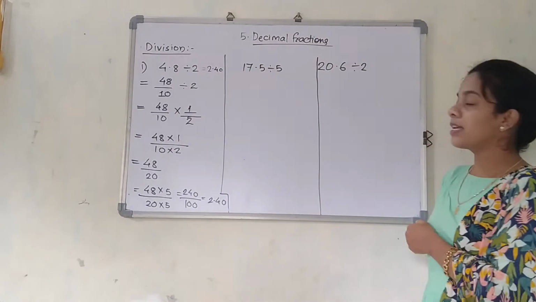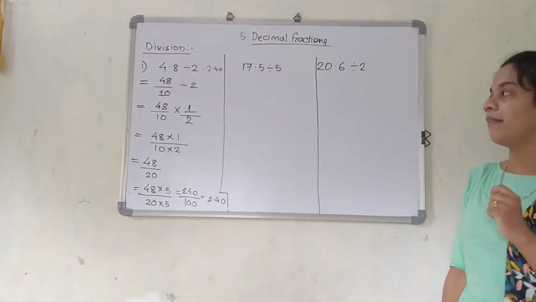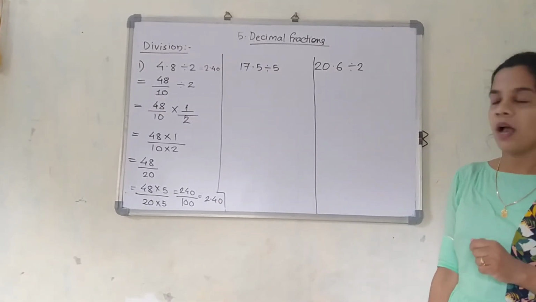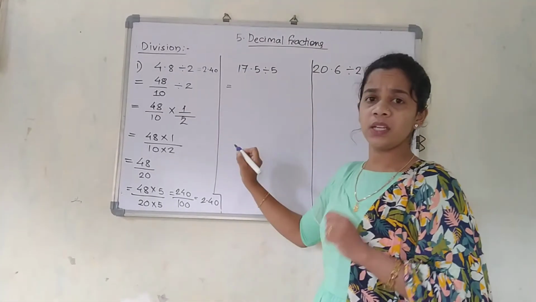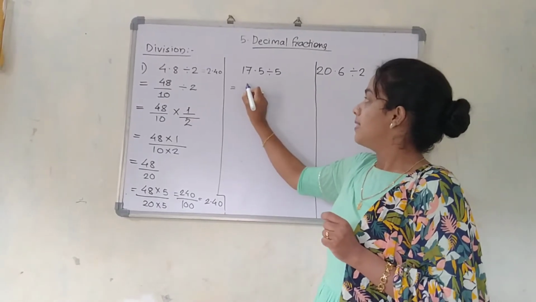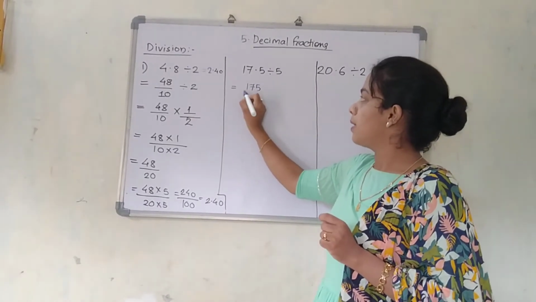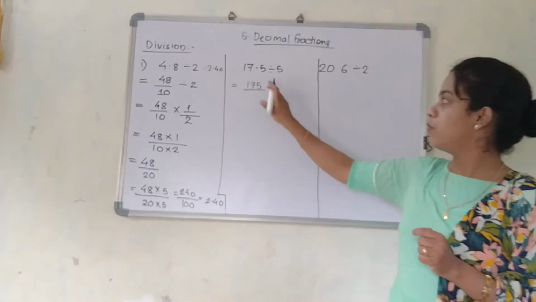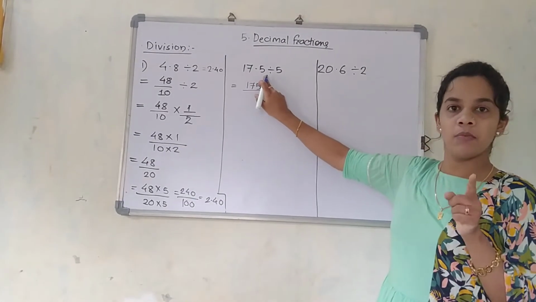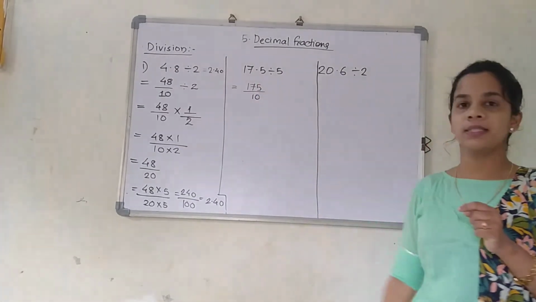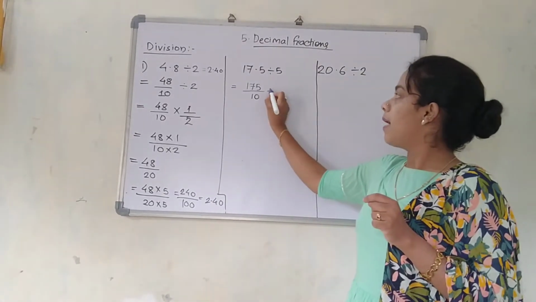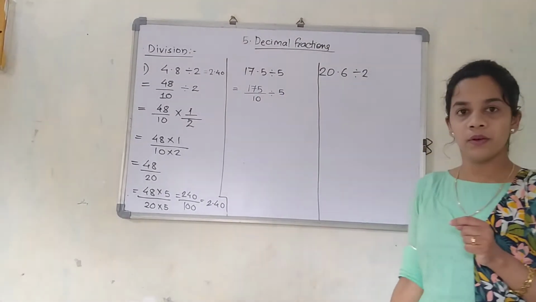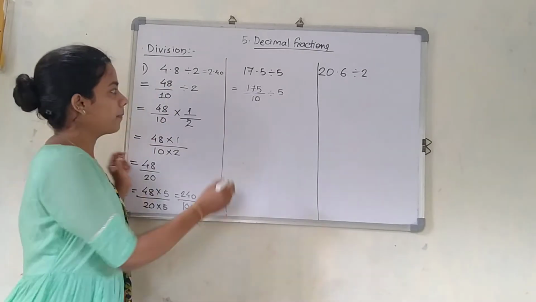Okay, so we will see now the next problem, that is 17.5 divided by 5. Again I will do the same thing. What am I supposed to do? 17.5. So I will write 175 upon which number? Now you can see after the decimal point only one number is there. So 10. Divided by, as it is, I will write 5. Okay. So now see the next part.